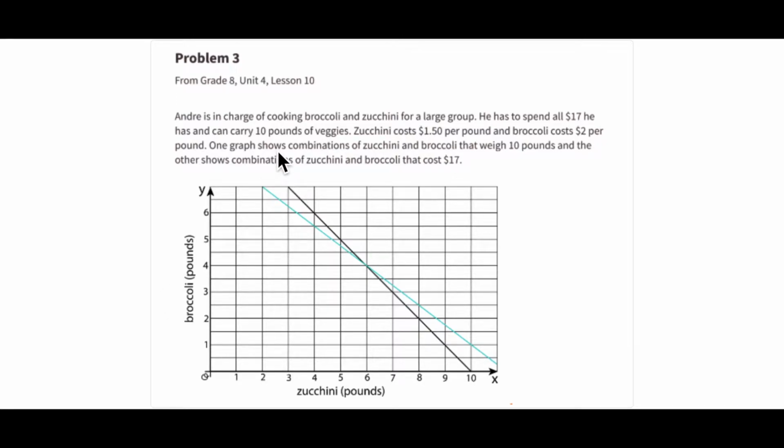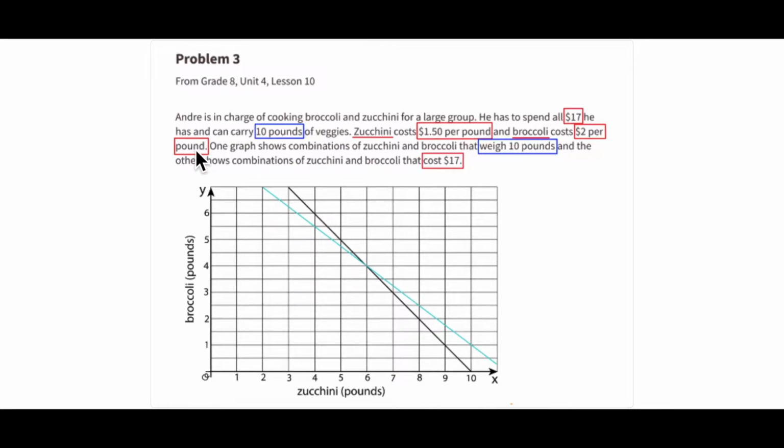This is problem number 3, in which Andre is in charge of cooking broccoli and zucchini for a large group. Now he has two constraints. One is that he has to spend $17. He has $17. He has to spend all of that money to buy broccoli and zucchini. The zucchini costs $1.50 per pound, and the broccoli costs $2 per pound. And the other constraint is that he has to purchase 10 pounds.